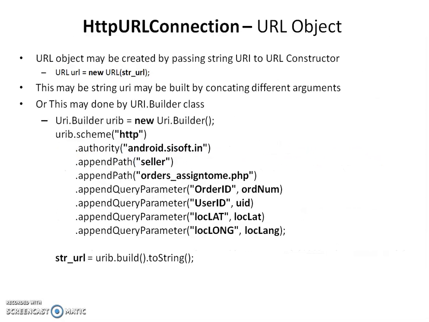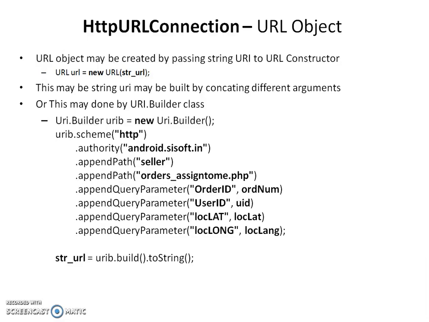So first, how to create the URL object. For the URL object, we can create the string URI, and then pass that into the URL class constructor to get a URL object. The URI string may be built by concatenating different arguments, or we can use the String.format method. Anything can be done actually, or this may be done by using the Uri.Builder class.